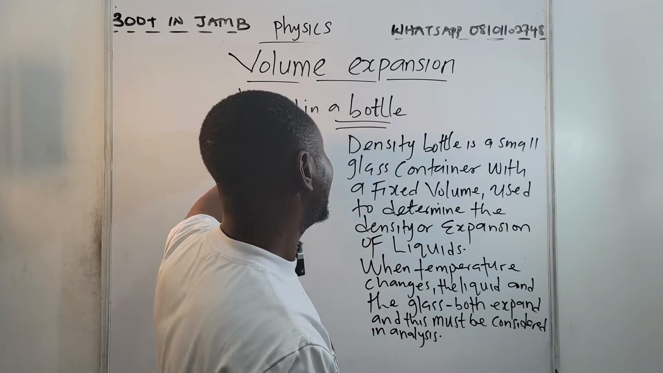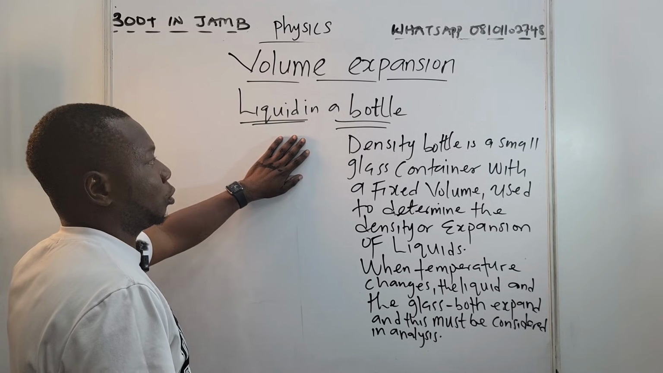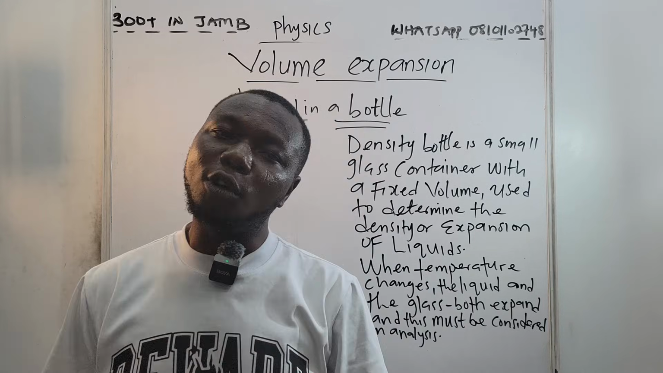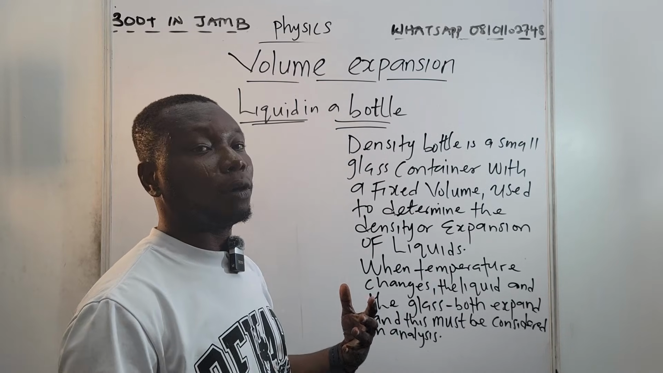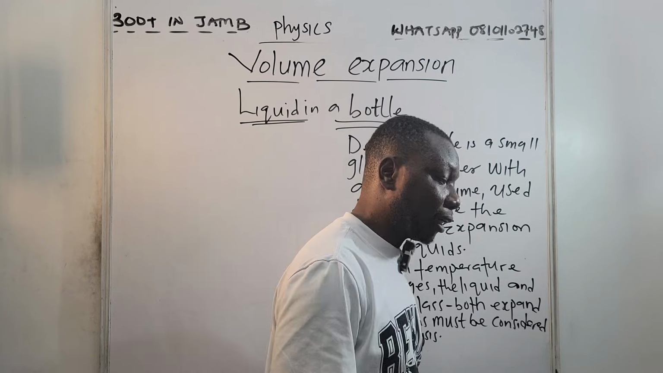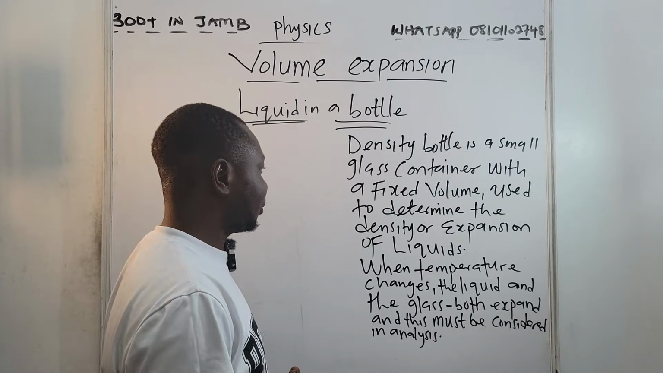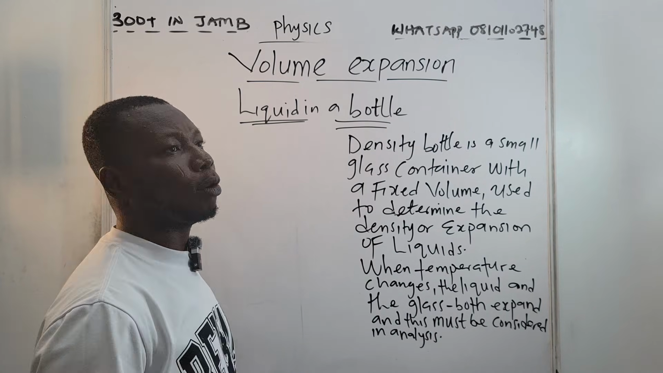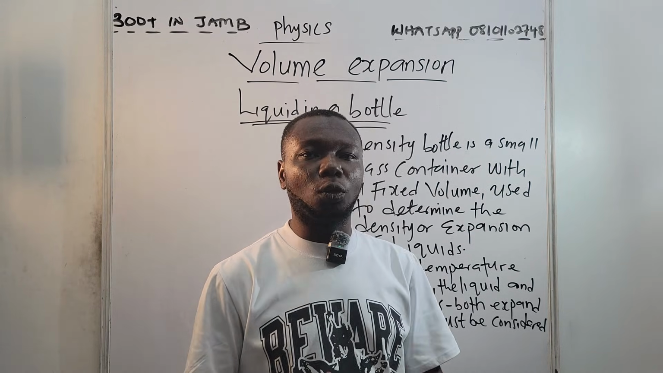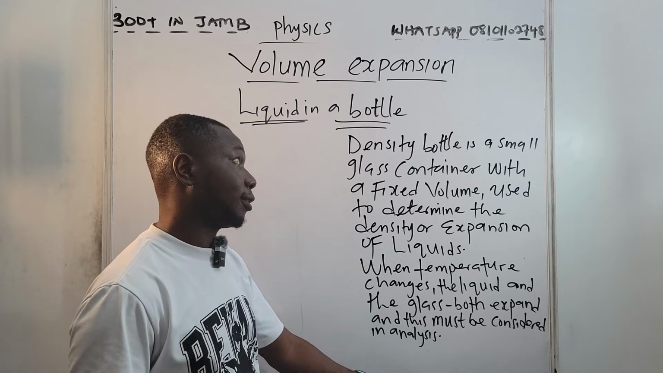Okay, so let's start. We have what we call volume expansion. Now, liquid in a bottle also. For volume expansion, we know that volume expansivity, as we discussed in the previous video, is the increase in length per unit length for every degree rise in temperature. But what happens here is that the cubic expansivity of both the liquid and the container is put into consideration in calculations or in analysis.